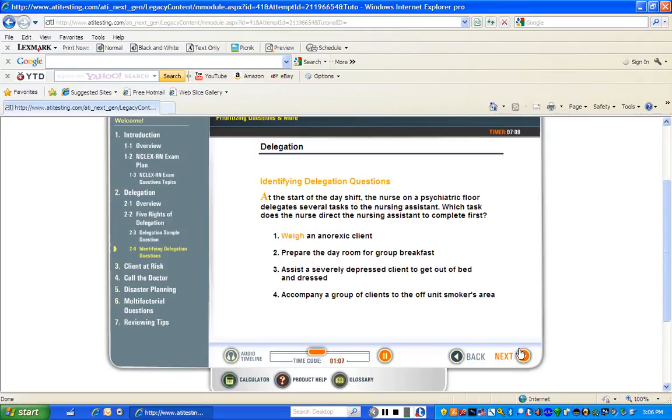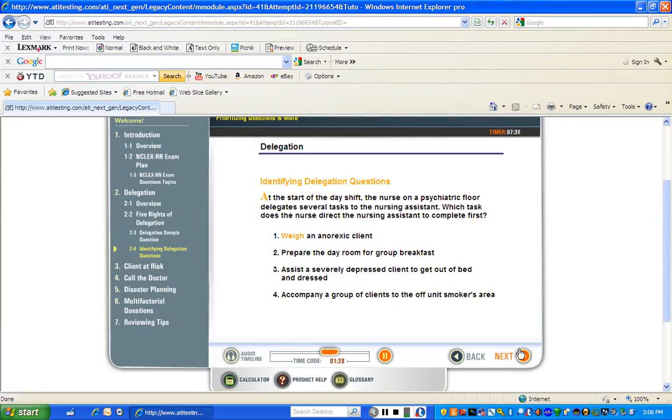Option 3. Assist a severely depressed client to get out of bed and dressed. As we know, a seriously depressed client may require a great deal of assistance with ADLs in order to get to the day room for breakfast. Assisting the client is appropriate, but this task is likely to take a fairly long time. Is there a specific, quicker task that must be done early in the morning before another particular client can eat?